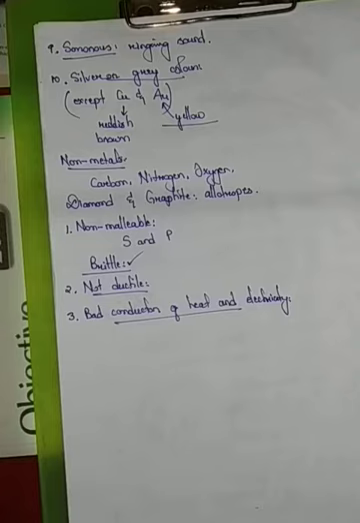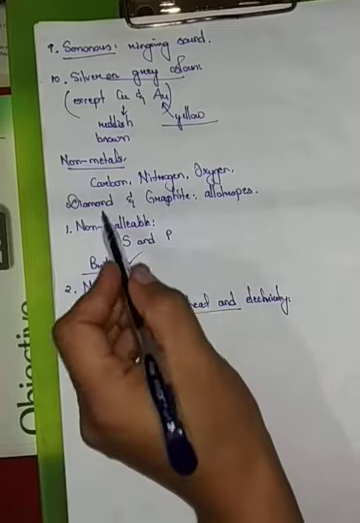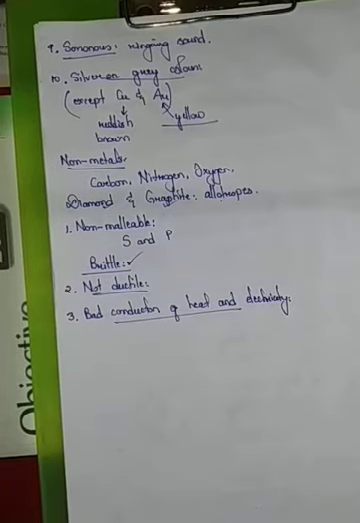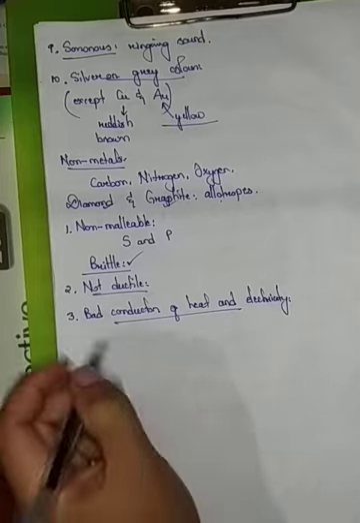exception here, diamond. Diamond and graphite are allotropes of carbon, and they are also non-metals, but they are good conductors. Diamond is a good conductor of heat, and graphite is a non-metal which is a good conductor of electricity. Therefore, graphite is used for making the electrodes in electric cells.